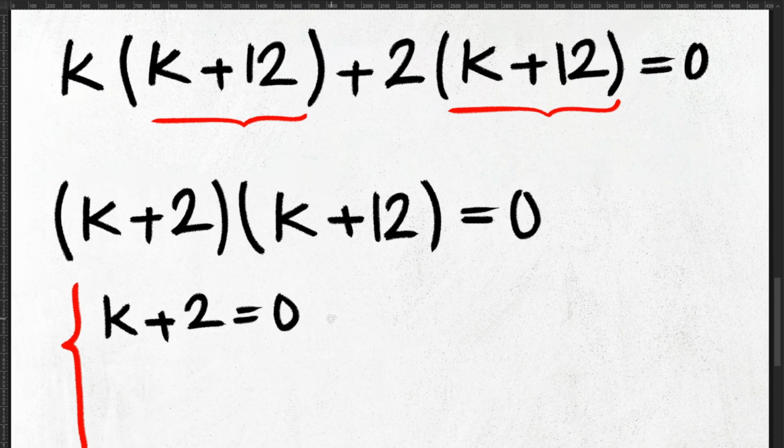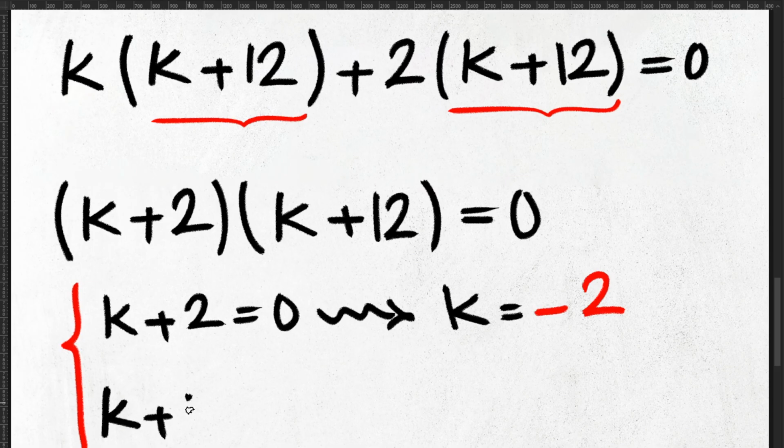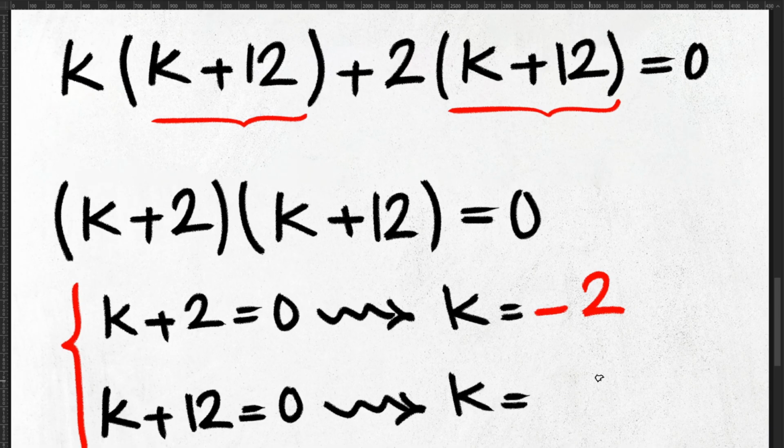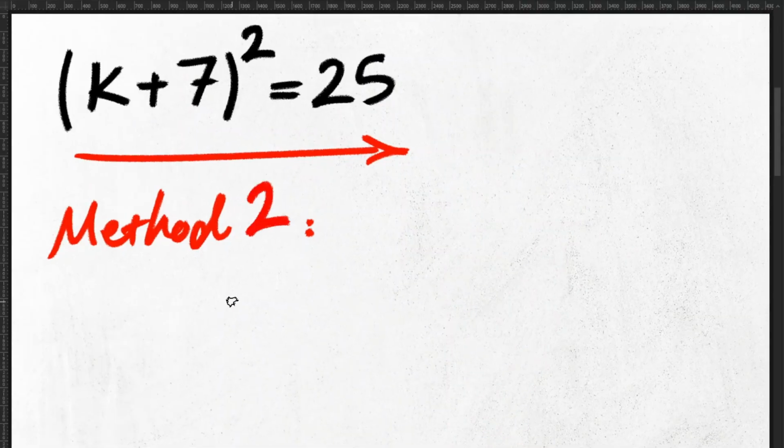Setting each factor to 0 gives us two equations: k + 2 = 0, so k = -2, and k + 12 = 0, and k = -12. Let's look at another way to solve the same equation.